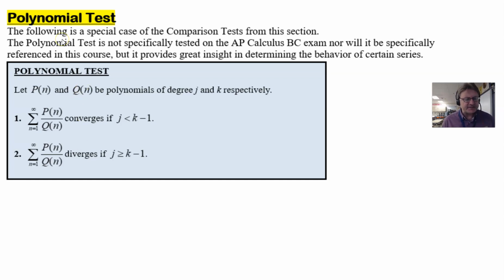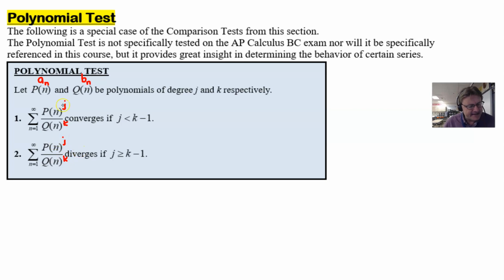It says the following, and it is just a special case of the comparison tests. It's called the polynomial test, not tested on the BC exam, not referenced, but it has some great insight. Basically, if you have P sub n and Q sub n, polynomials of degree j and k respectively, think of P of n and Q of n as being our a sub n and our b sub n. It's the same idea, right? Except we're going to think of these as continuous polynomial functions. The P has a degree of j and the Q has a degree of k. And so we have to think of that throughout.